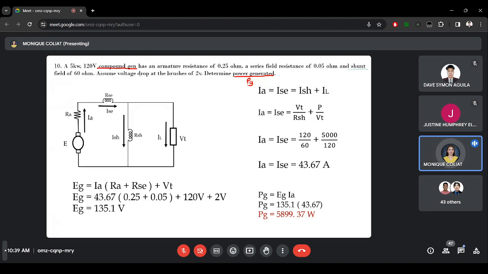Okay, so we have here a long shunt generator circuit. So we have here EG, RA, RSE, RSH, and yung load natin. And we have here the VT, which is the voltage across the load.